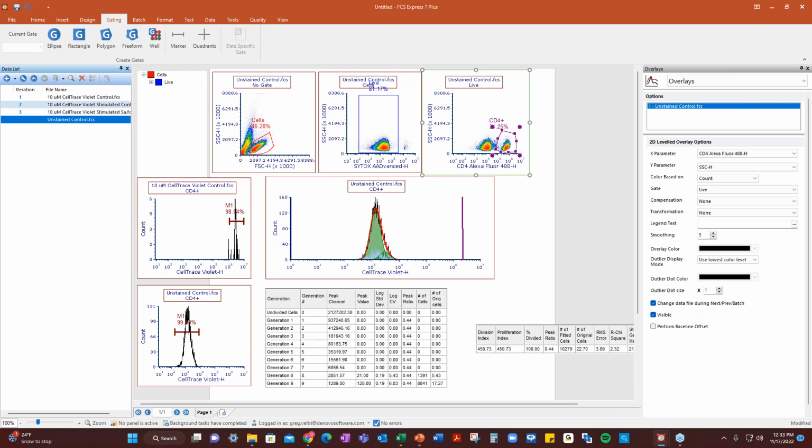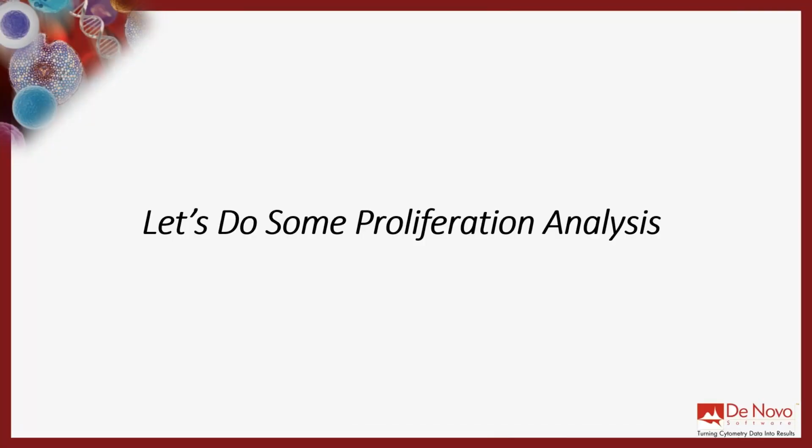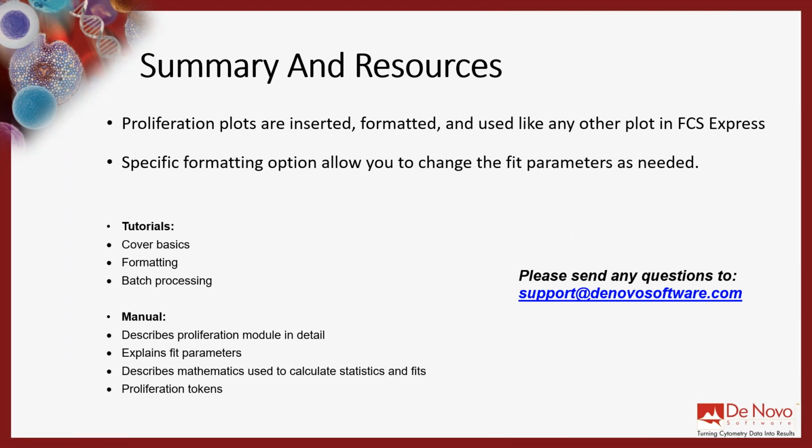Okay, so that brings us basically to the end of our talk. What I hope you got out of this was that the proliferation plots are inserted, they're formatted, they're used like any other plot in FCS Express. So if you've used FCS Express, you'll see that I really didn't do anything different. The tool is very easy to use. The modeling is done automatically for you. As long as you have the proper controls, it makes it very easy to do. Specific formatting options allow you to change the parameters as needed, but it's pretty much set to where you need it to be.